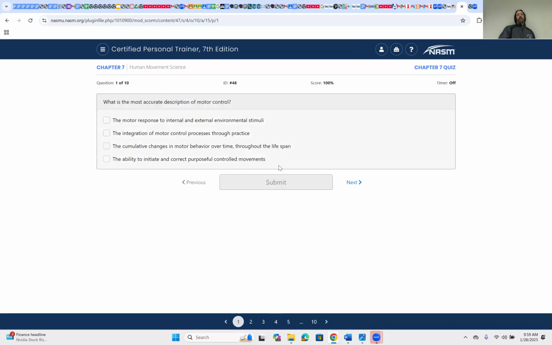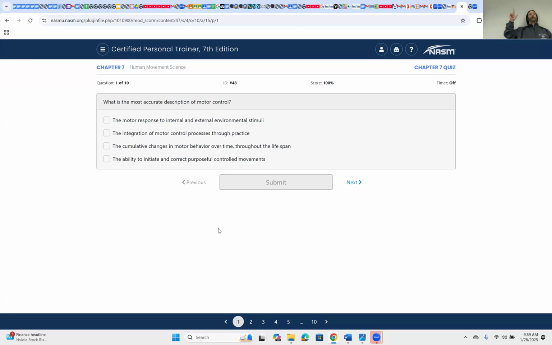All right, let's retake a quiz. What is the most accurate description of motor control? Is it the motor response to internal and external environmental stimuli? Is it the integration of motor control processes through practice? The cumulative changes in motor behavior over time throughout the lifespan? Or the ability to initiate and correct purposeful control movements?